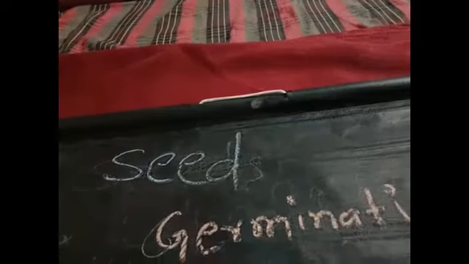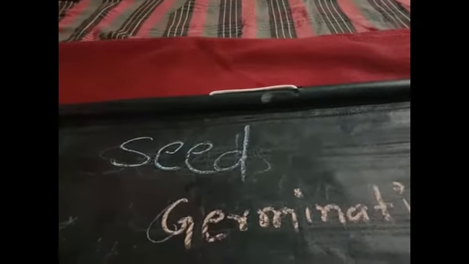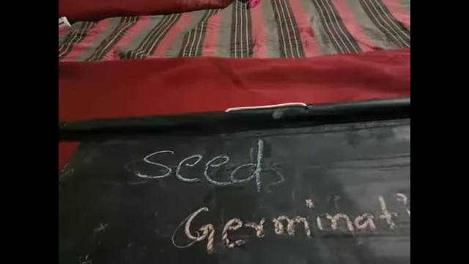Okay, welcome back. In this video, we are going to learn about seed germination. You have already learned it in the lower class. What is germination? The process by which the dormant or inactive embryo in the seed becomes active and grows into a seedling is called seed germination. Seedling into a baby plant is called germination. We can say that.